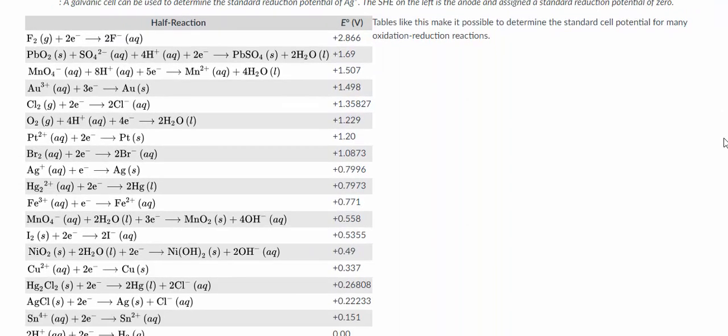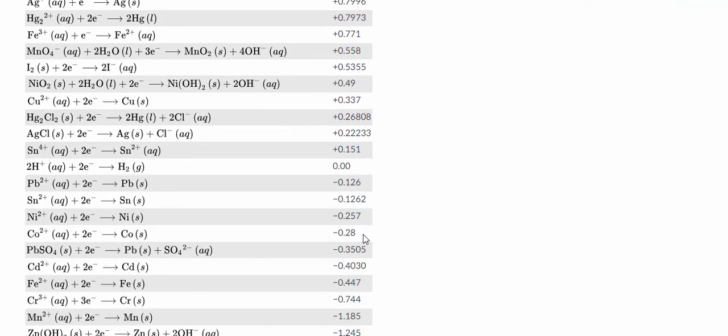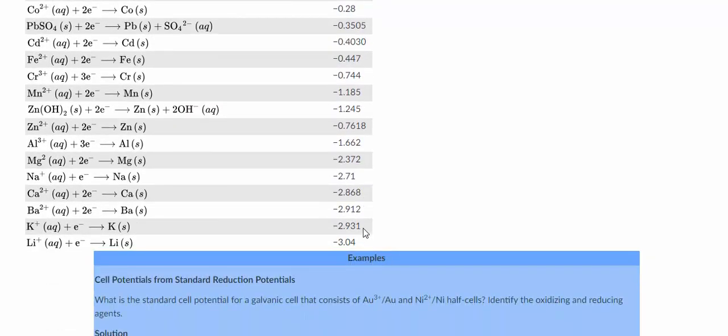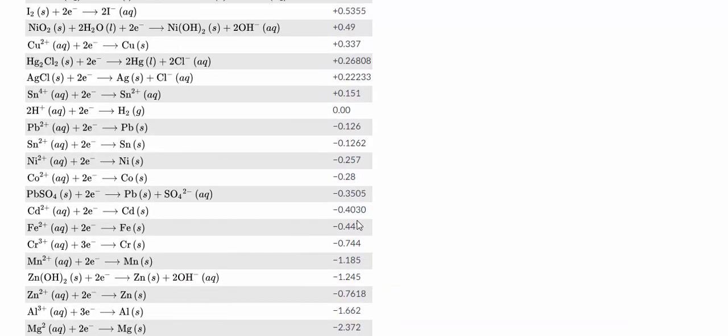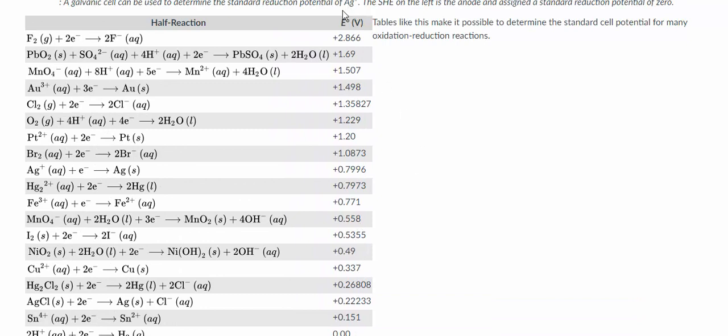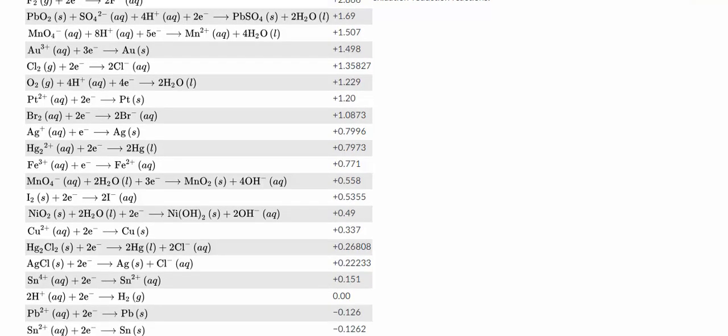If I scroll down, you can see them, and they are tabulated as half reactions. These are all reduction reactions. And you see over here on the right, we have this standard electron potential. We have the standard potential of E0. Now on this table, we have an awful lot of half reactions. These half reactions are in order by decreasing order of their standard electron potential.